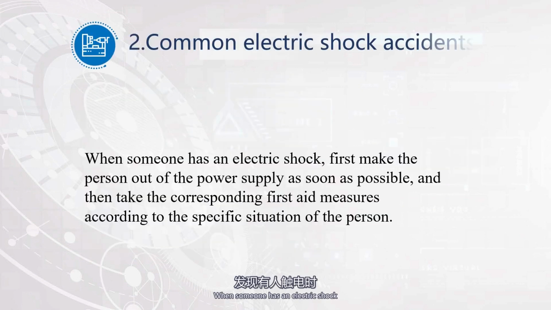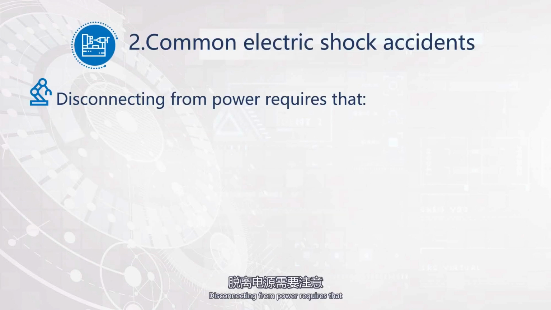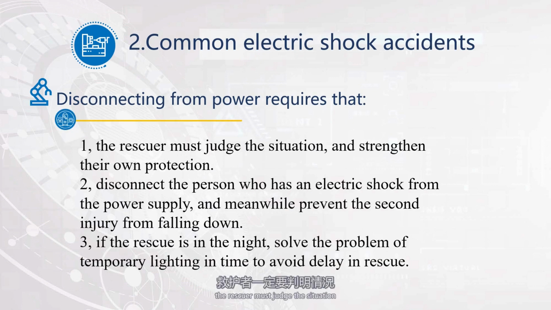When someone has an electric shock, first get the person away from the power supply as soon as possible, and then take the corresponding first aid measures according to the specific situation of the person. Disconnecting from power requires that: 1. The rescuer must judge the situation and strengthen their own protection. 2. Disconnect the person who has an electric shock from the power supply, and meanwhile prevent a second injury from falling down. 3. If the rescue is at night, solve the problem of temporary lighting in time to avoid delay in rescue.